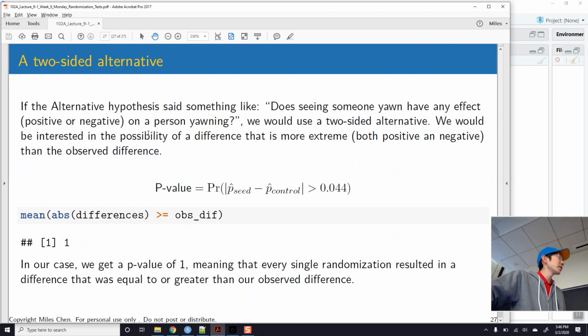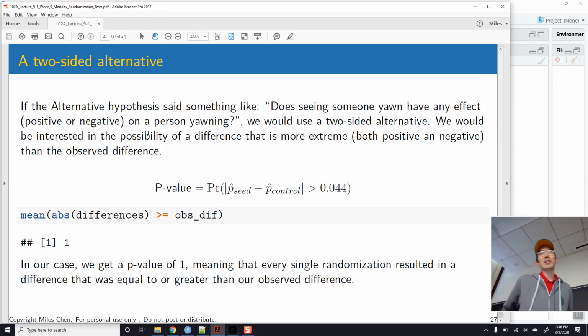This is not what we had, but if we had a two-sided alternative, maybe our alternative hypothesis had a question something like, does seeing someone yawn have any effect, positive or negative, on a person yawning? In that case, we would be interested if the difference is 0.044 or something more positive, or negative 0.044 or something more negative. So we would put an absolute value around the differences that we observed. Here we would take the mean of the absolute value of differences greater than or equal to our observed difference, and in that case, we get 1. Our p-value is 1, right?